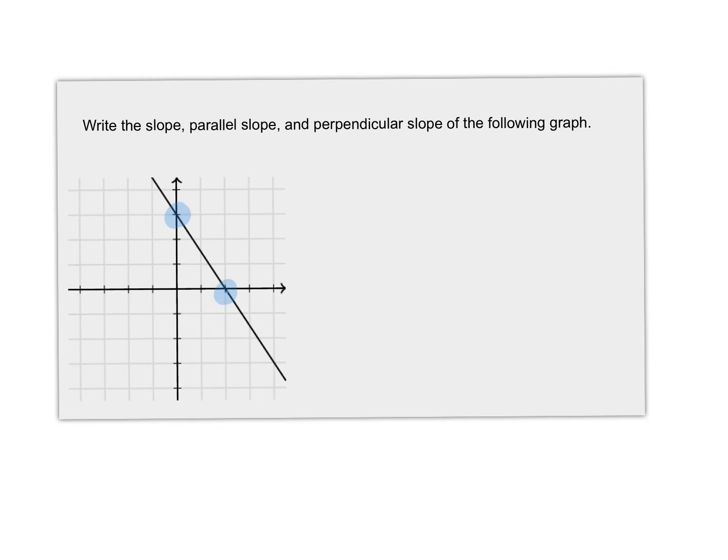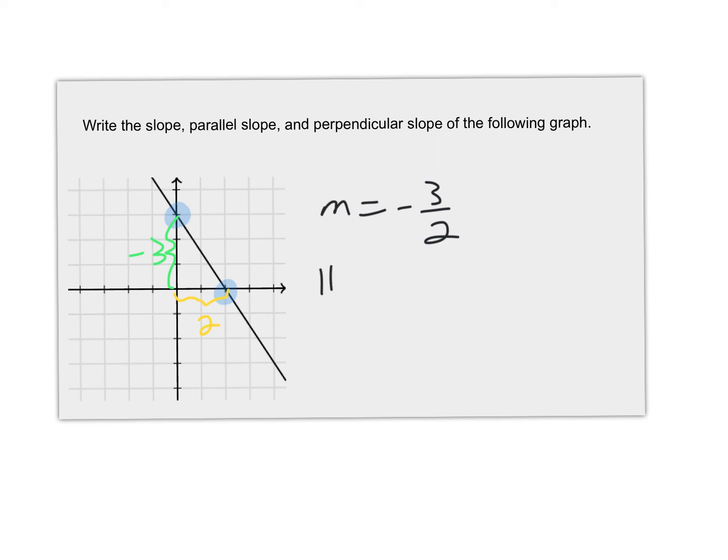So we have to travel from this point, we have to go down 1, 2, 3 units. So that would be a rise of -3. And then we have a run of 1, 2 units. So we have a run of 2. So our slope then would be -3/2. That's our given slope, okay?